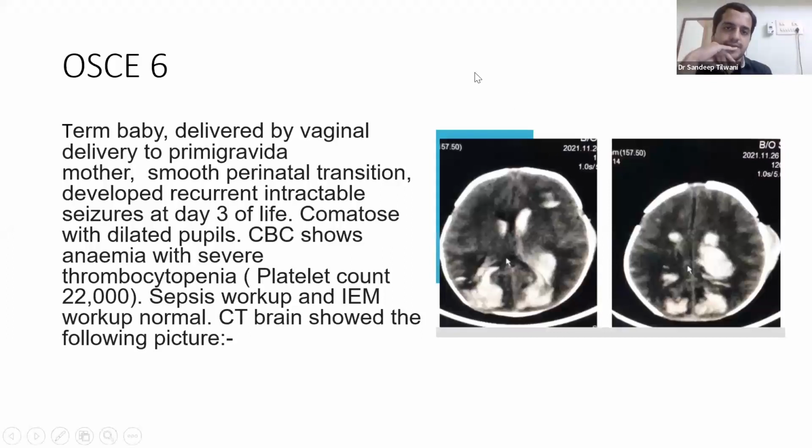What could be the diagnosis here? Yeah, correct. Sudden onset of seizures with massive intracranial bleed. What the CT is showing is a massive intracranial bleed in an otherwise well child associated with thrombocytopenia. The first thing which should come to your mind is neonatal alloimmune thrombocytopenia, right? What could be the pathophysiology for it, and how do you confirm the diagnosis?